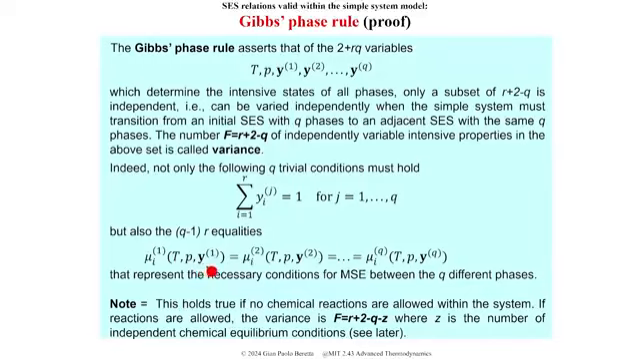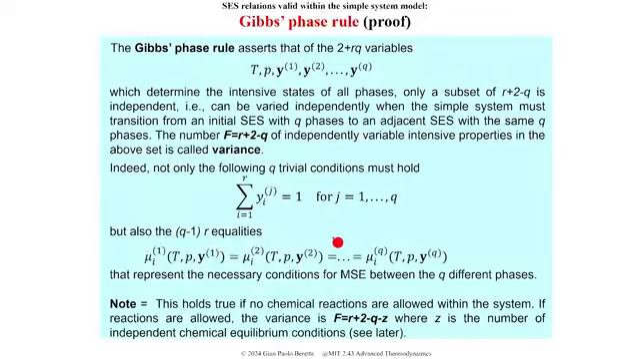Right, so now it's just a matter of counting. How many did I start with? So it's Q times R mole fractions, plus 2, temperature and pressure. Then I have to subtract Q relations because of this condition here. And then I have to subtract as many equations as I have here. Now the equal sign, each equal sign counts for an equation.